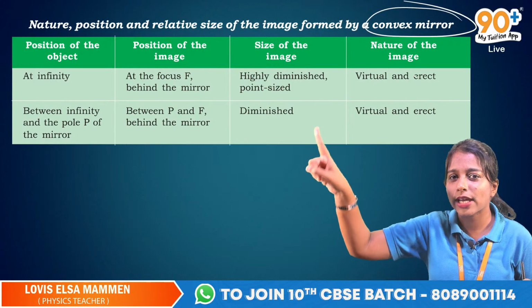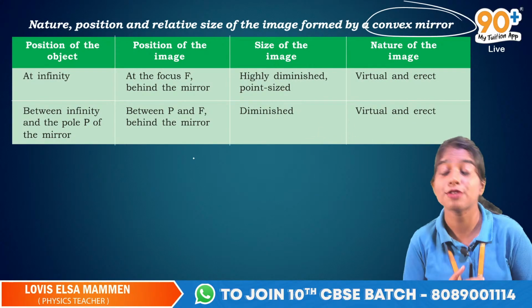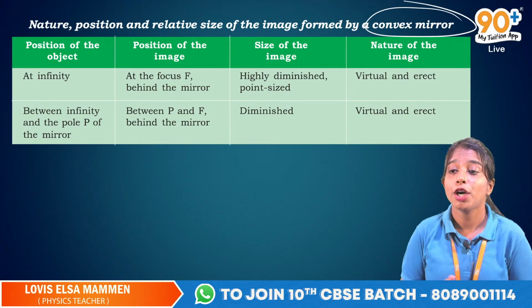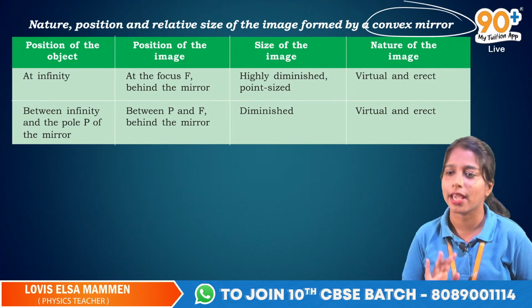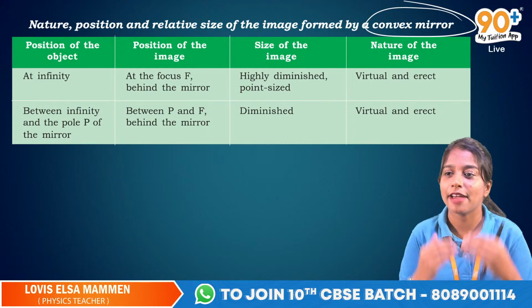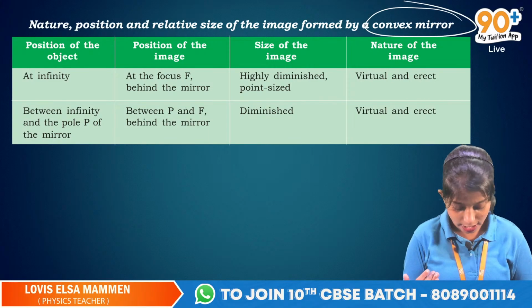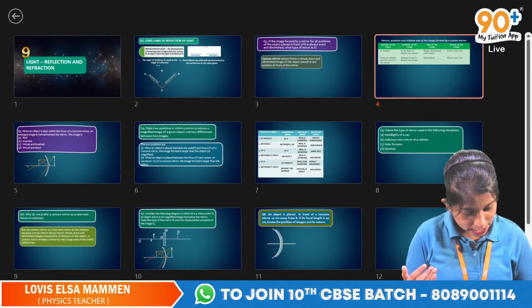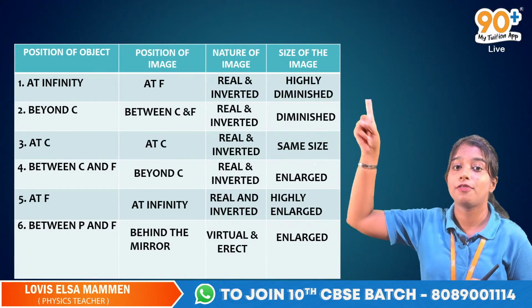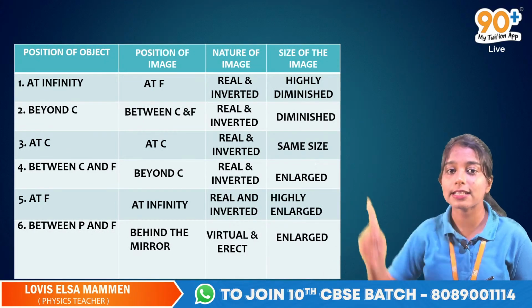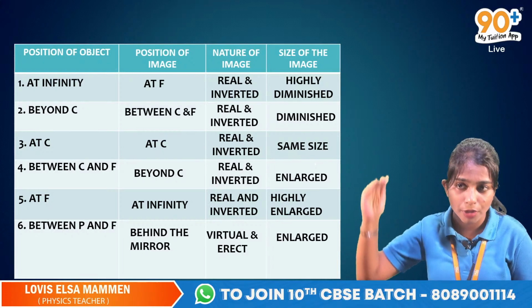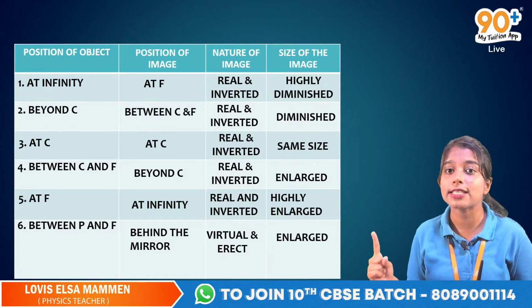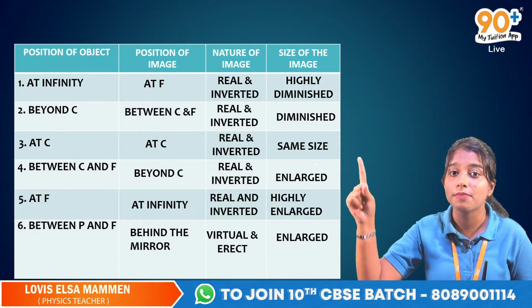Look at the size. In the case of image formation by a convex mirror, you will only be seeing a diminished image. So where will you see an enlarged image? In the case of a concave mirror. So this is the table of a concave mirror, image formation of a concave mirror. Here you can see that there are enlarged images forming.